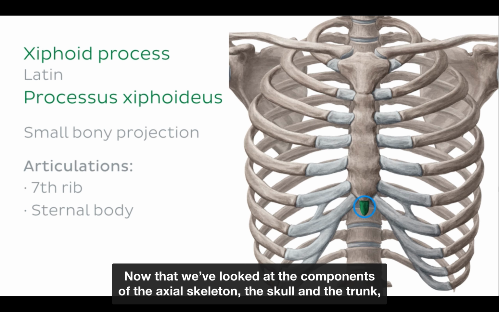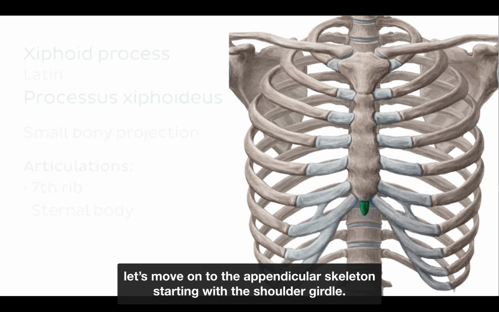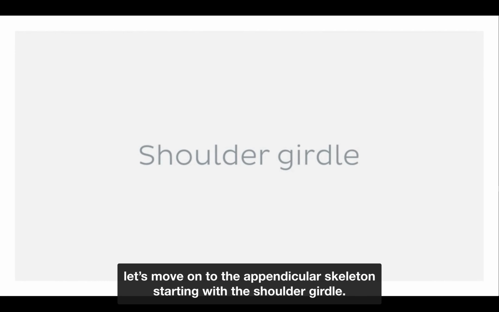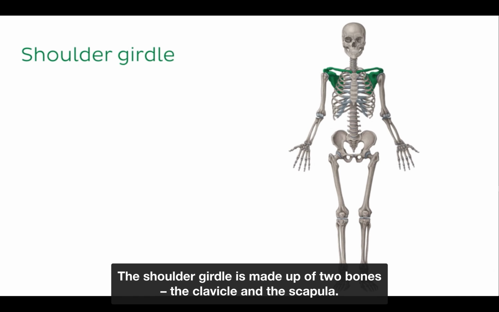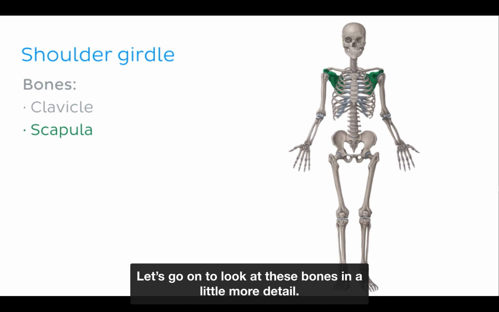Now that we've looked at the components of the axial skeleton, the skull and the trunk, let's move on to the appendicular skeleton, starting with the shoulder girdle. The shoulder girdle is made up of 2 bones, the clavicle and the scapula. Let's go on to look at these bones in a little more detail.